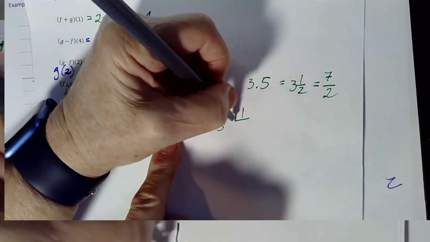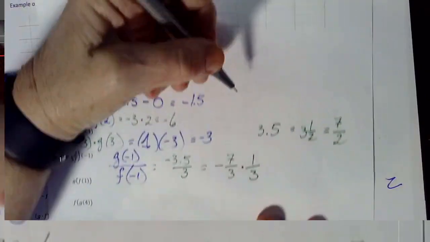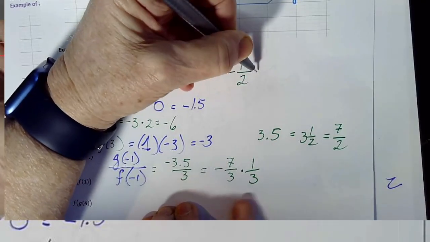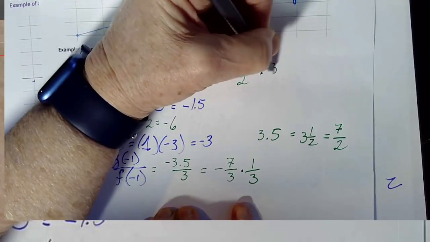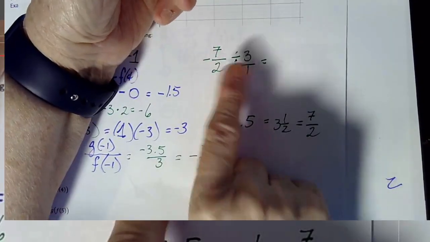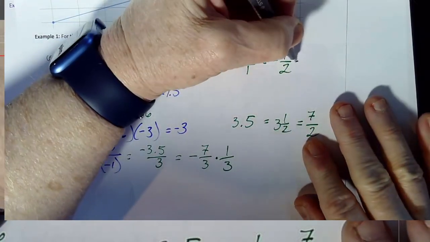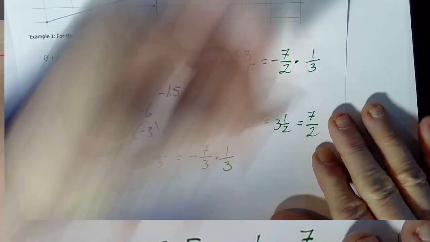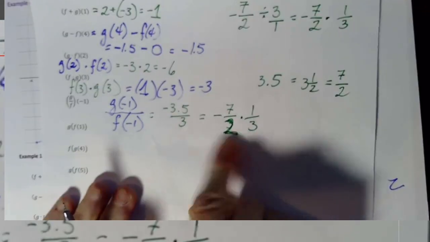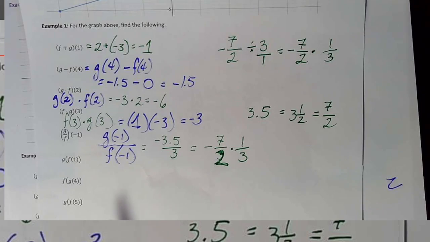times 1/3. And I could have written that, let's go ahead and do that. I could have written that as negative 7/2 divided by 3. Well, 3 is the same as 3 over 1. Keep, change, flip. Negative 7/2 times 1/3. What I did here was just leave this 3 in the denominator and move it over. But you can see we get the same thing.